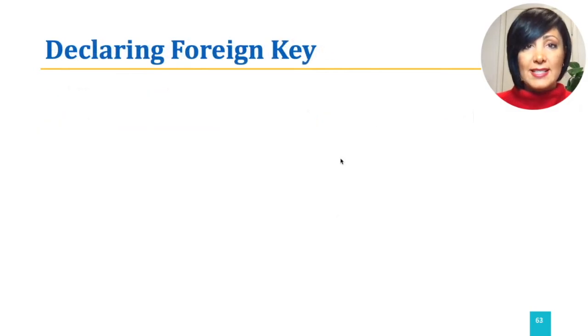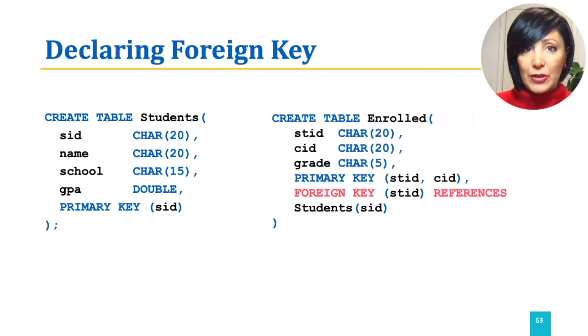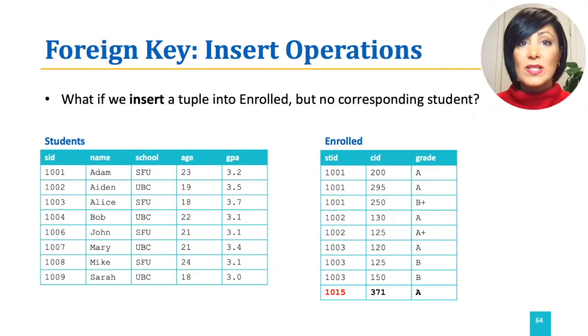The complete create statements for students and enrolled are shown here. For the rest of our discussions, note that STID is a foreign key in enrolled that references SID from table students. It is part of the primary key for enrolled together with CID. Once we define the reference, the insert, delete, and update of our table entries will be affected. For example, inserting a tuple that is missing in the referenced value in the initial table will be rejected.